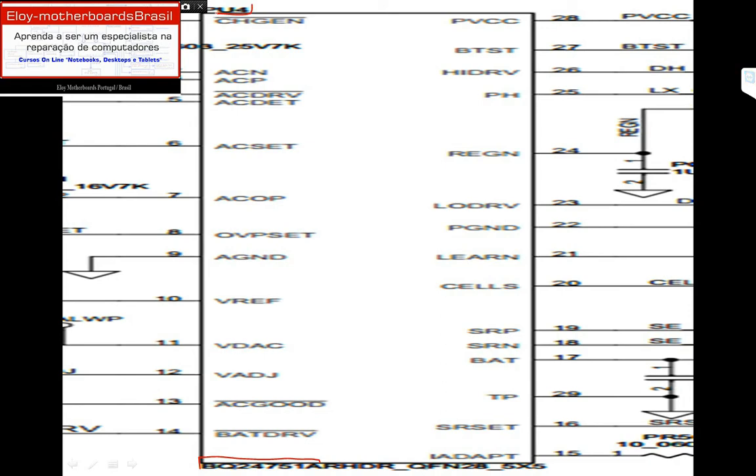Let's start with pin 1, charge enable inverted. This pin is active low. It is not active at 3.3 volts, 5 volts, or 19 volts. This pin is active at 0 volts. When this pin is 0 volts, it will make the battery receive the charge. So if pin number 1 has a high value, the battery will not charge.